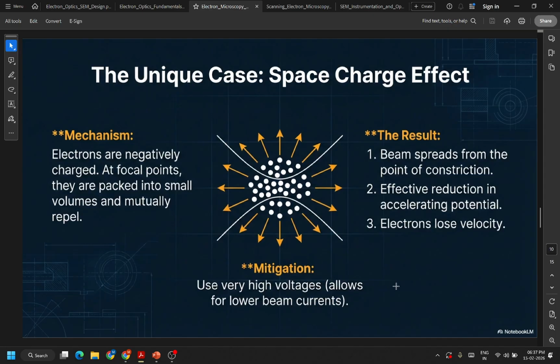The solution for this is to use very high voltages. If we use very high voltages, electrons are moving very fast, so they do not get much time to affect each other. We also use lower beam currents, because lower beam currents means fewer electrons per unit time. So there are not many electrons coming together at the same point to repel each other.